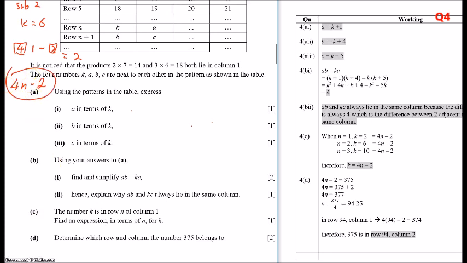So what does 4n minus 2 give you? It gives you the row. Okay, so it tells you which row. So is it row 5, row 6, row 7, or row 100? So if I equate this 375, 375 equal to 4n minus 2, I get n equal to 94.25.